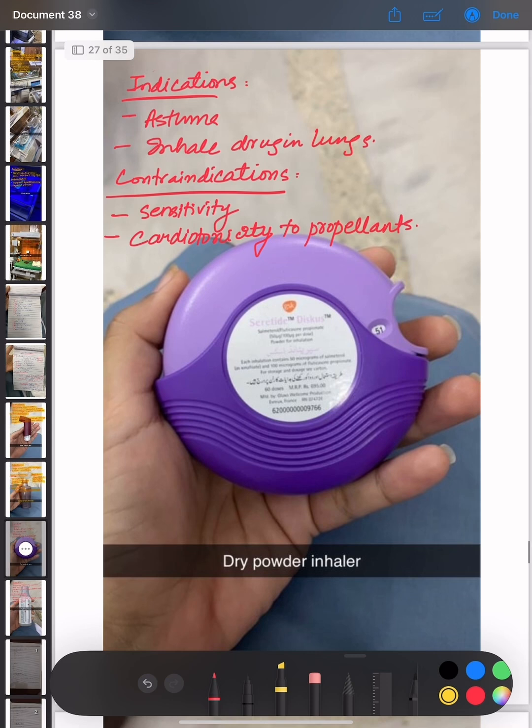This is dry powder inhaler. The indications are that it is used in asthma and it is used to inhale drug into lungs. The contraindications are sensitivity and cardiotoxicity to propellants.